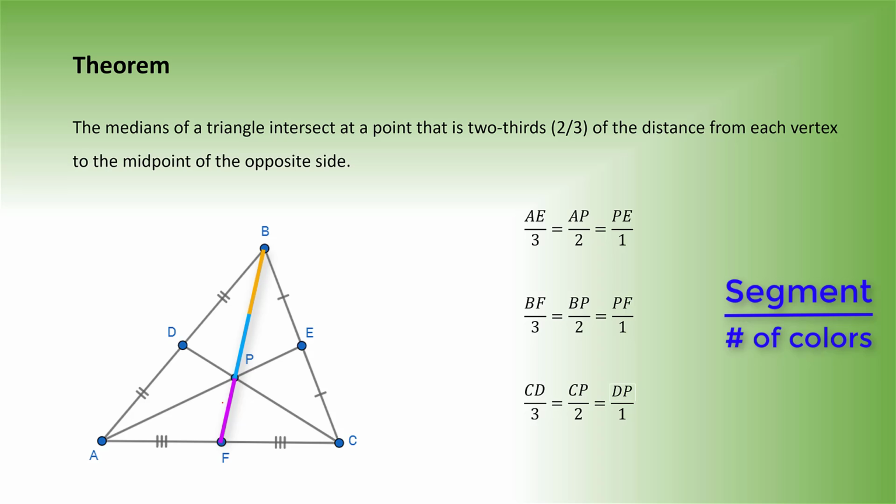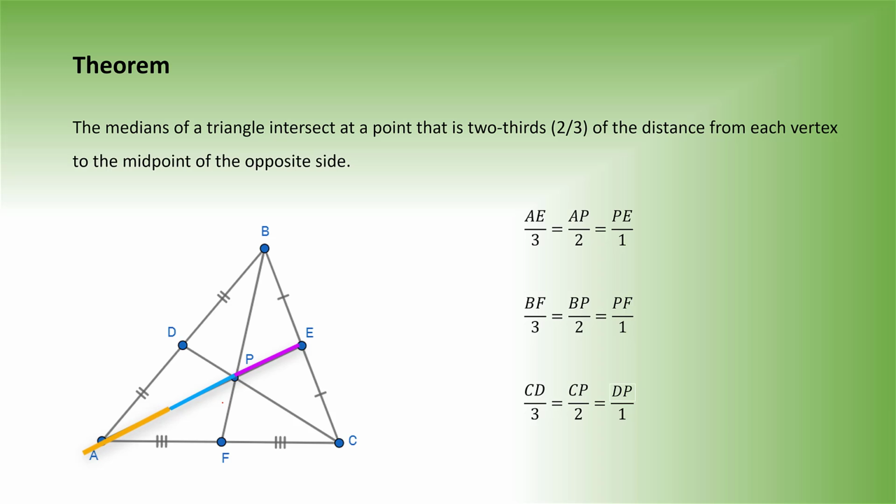This is what's called a proportion. And I can do the same thing with AE. So I go ahead and color my AE median. I have orange, blue, and pink. The segment AE is made up of 3 colors, orange, blue, and pink. But AP, that segment is only 2 colors, orange and blue. And PE is only 1 color, so we just divide by 1.